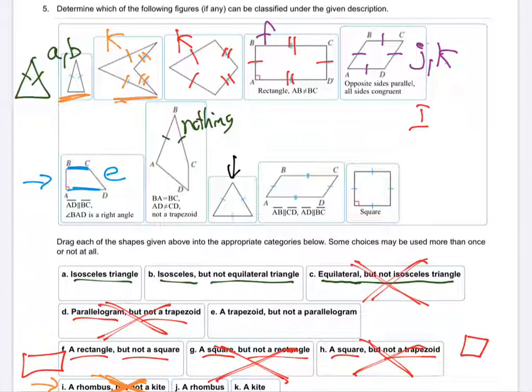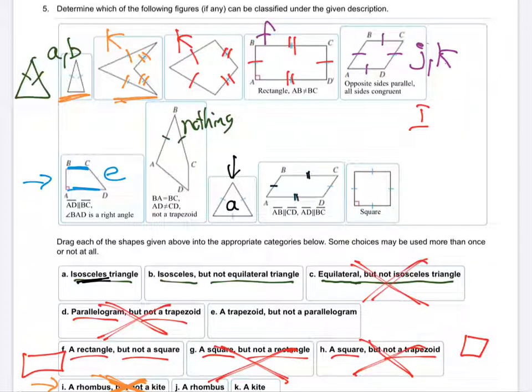That's an equilateral triangle, but what categories would it fit in? Because they didn't just make equilateral. A for isosceles, because it is isosceles. Isosceles means two or more sides that are equal. So that's certainly isosceles, and that's it. We can't put it in B. It's not isosceles but not equilateral. All right.